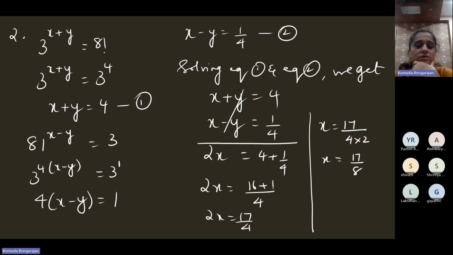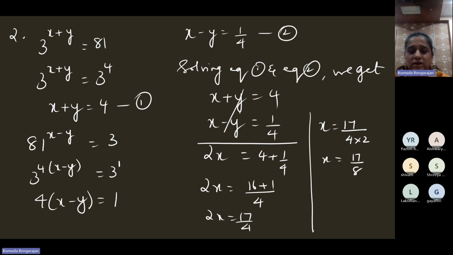So children, to work this, we use the rule: when bases are the same on both sides, we can equate the powers. In the left-hand side and the right-hand side, when the base is the same, then you can equate the powers. That's how we get equation 1 and equation 2. Write the equations one below the other. We are adding the two equations. Equation 1 plus equation 2 is what we're doing.